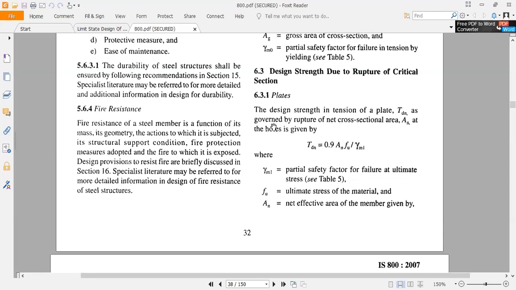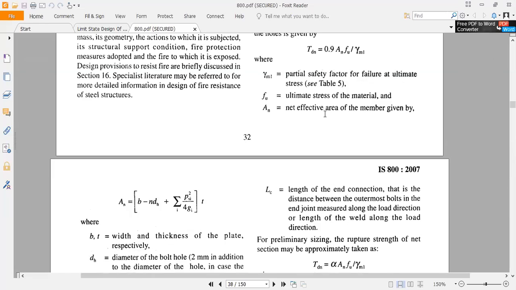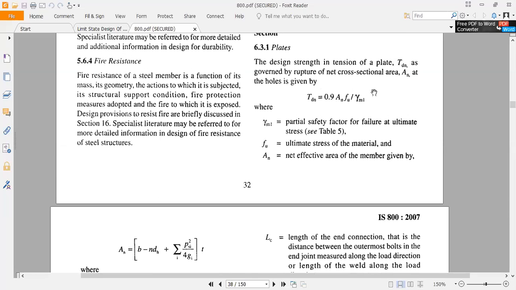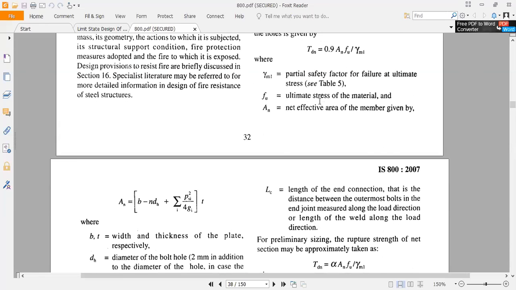Now for plate, design strength in tension of a plate, Tdn, as governed by the rupture of net cross-sectional area An at the holes, is given by Tdn equal to 0.9 An Fu by gamma m1. Now how can you find this? This is the basic formula. And here, what is gamma m1? You can see that it is governed by Fu, so it will be equal to 1.25, because in the formula Fu is mentioned.